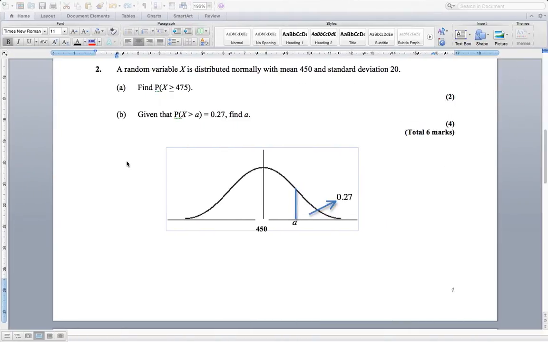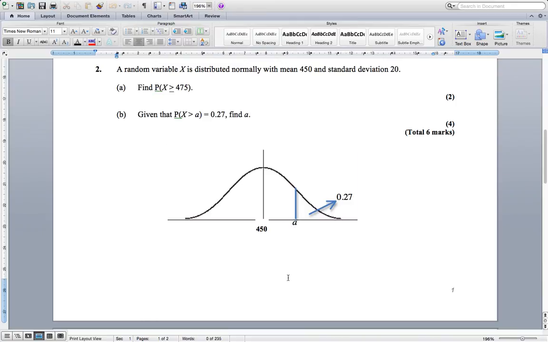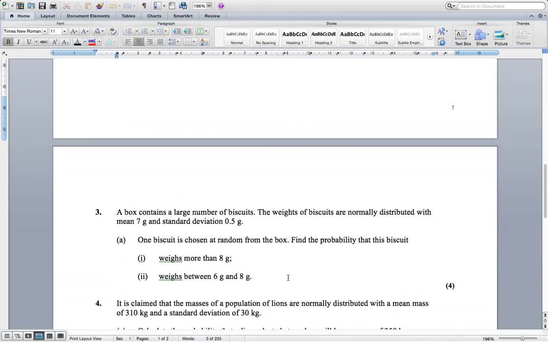Execute. Sigma is same and mu is same. So execute, and you get 462.25. So 462 is the correct answer. Okay, the value of A is 462. Fine. Let us look at the third problem.